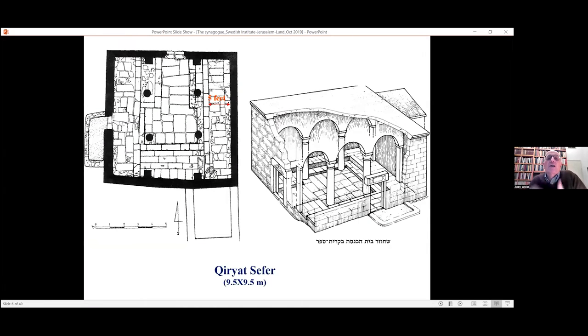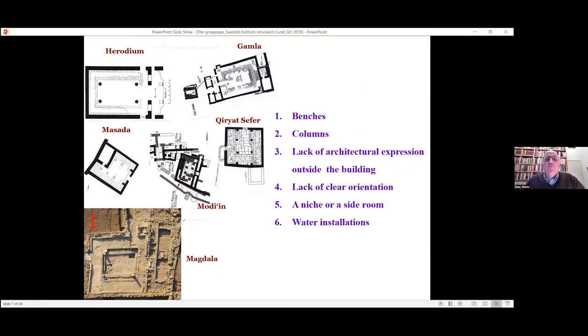This type of synagogue, the three examples that I showed you until now, Masada, Gamla, and Magdala, are all dated to the first century, late first century BCE or first century CE. Such buildings at some places continued to be used even after the destruction of the Temple in 70 CE, like the building at Kiryat Sefer, which is in Judea. This building, for example, was in continual use until the Bar Kokhba revolt, until 135 CE.